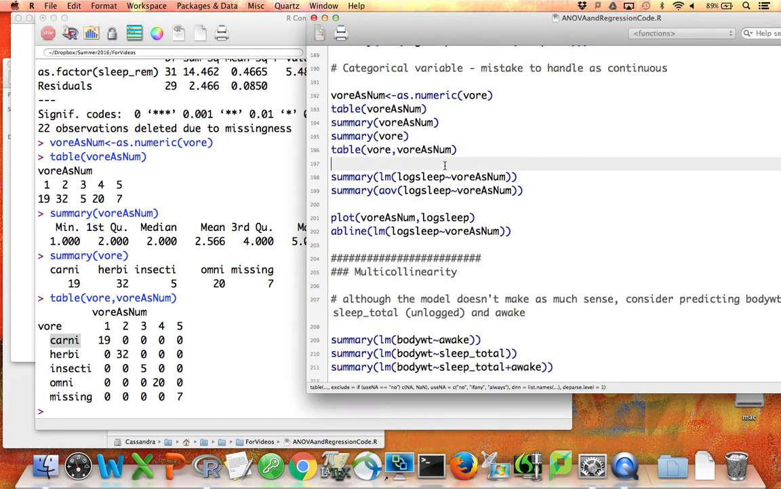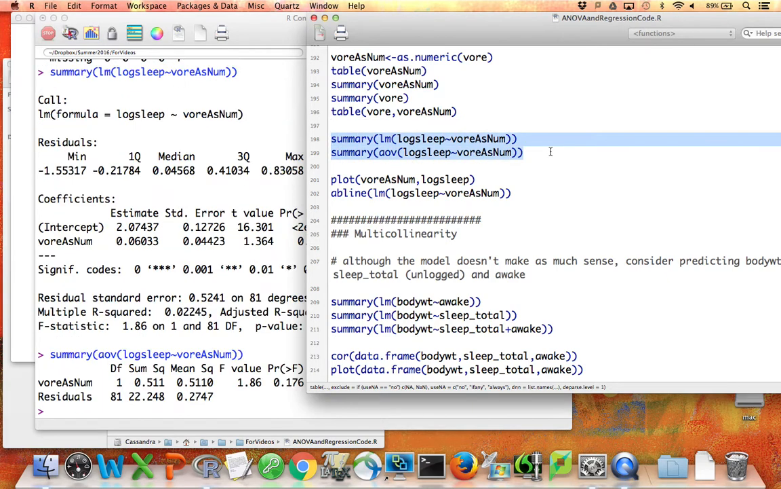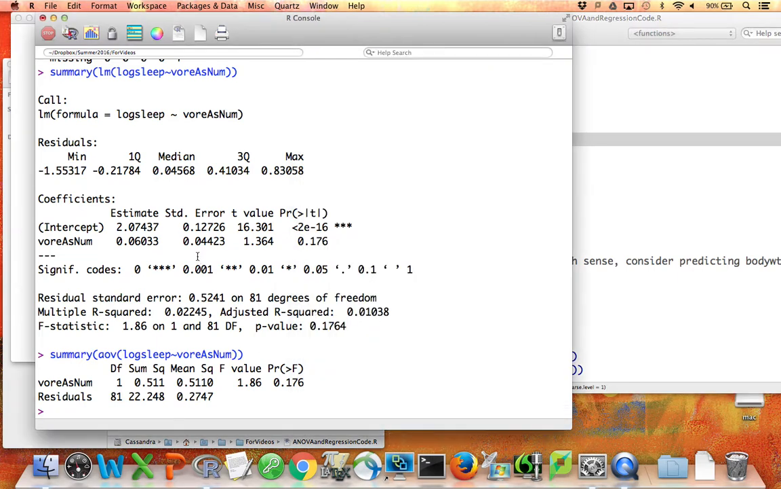So what happens if this variable is handled as numeric, even though it should be a categorical variable? I'm going to show you both the regression output and the Anova output. Okay, so what we see here is even though we know this is a categorical variable, when you look at the regression output, you're only seeing one coefficient. You're seeing a coefficient for the slope of a line where the x-axis is equal to these numbers 1, 2, 3, 4, 5. And that's not appropriate here.